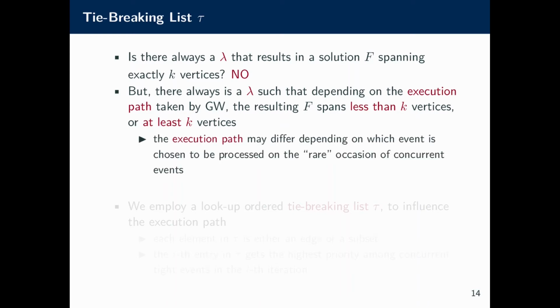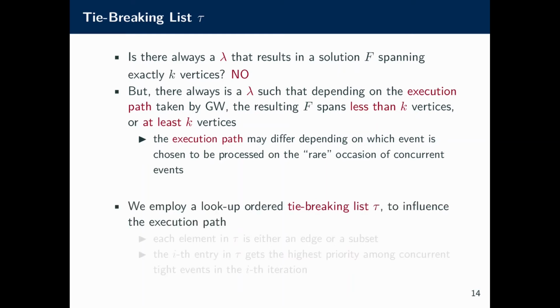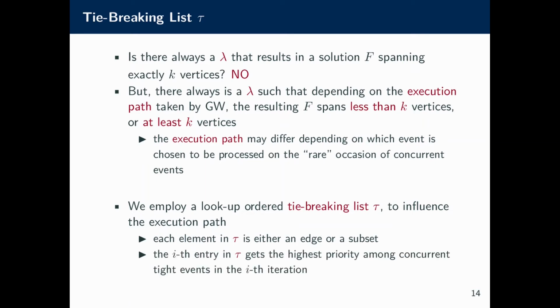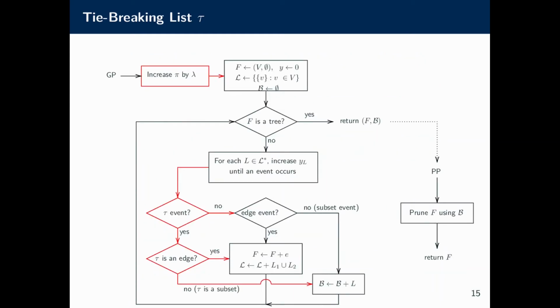The execution path of the algorithm diverges on the rare occasion of concurrent events. Hence, we employ a lookup tie-breaking list tau to guide the execution path, where each entry of the list is either an edge or a subset, and the i-th entry in the list gets the highest priority among concurrent events in the i-th iteration. Adding to the previous flowchart, we now have that the penalties are increased by a lambda, and that the algorithm checks the list tau to decide which event it should process in the case of concurrent events.